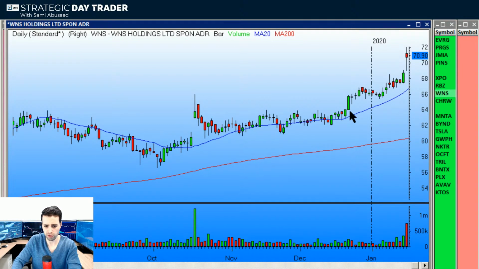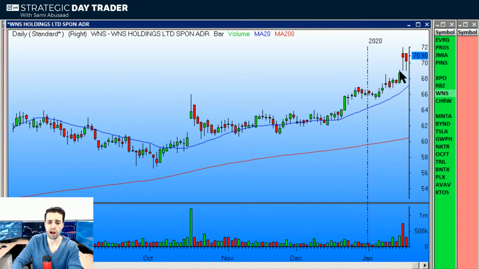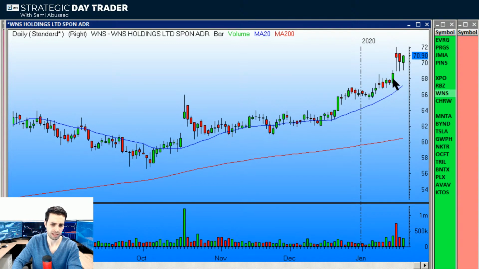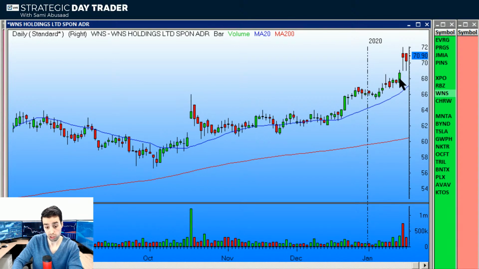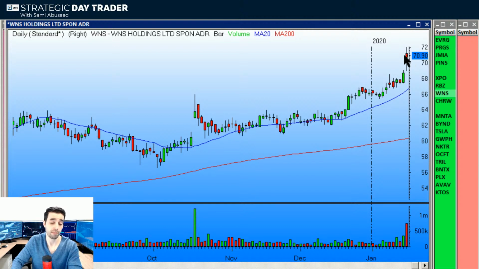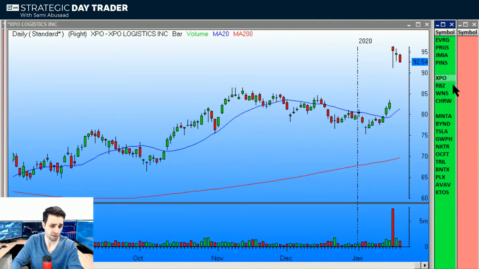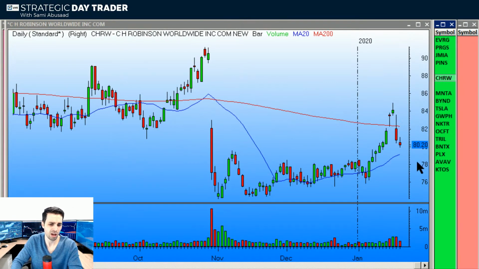Okay, moved up, had been moving up, and then on Wednesday or so, printed a solid green bar and then a big gap up the day after. So this was a bit novice. Was it a good novice? No. None of these, XPO, RBZ, WNS, were great novice, but a bit novice.